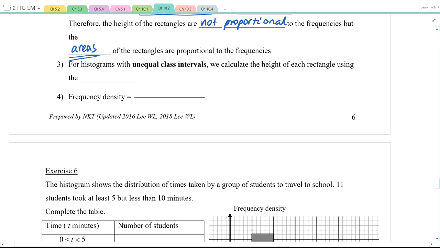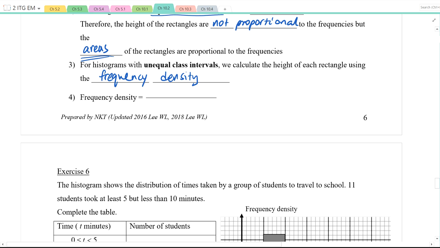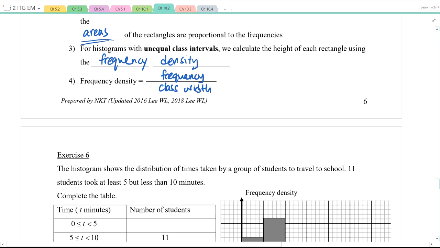Okay, so for a histogram with unequal class intervals, we calculate the height of each rectangle using the frequency density. Okay, the word density, you should have come across it in your physics. Similar concept, it is a division. So our frequency density is given by frequency divided by the class width. Both terms you are familiar with.